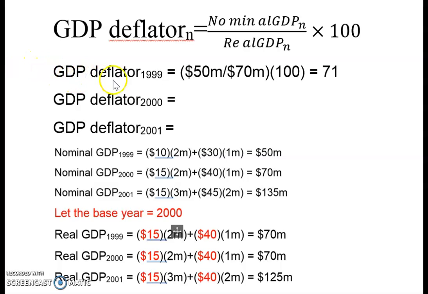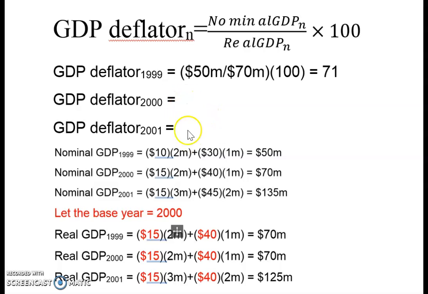So the GDP deflator for year 99 equals the nominal GDP for year 99, which is 50 million, divided by year 99's real GDP, which is 70 million, multiplied by 100. When you develop an index, usually you just multiply by 100. It is not a percentage, it's just an index. Okay, so that equals 71.